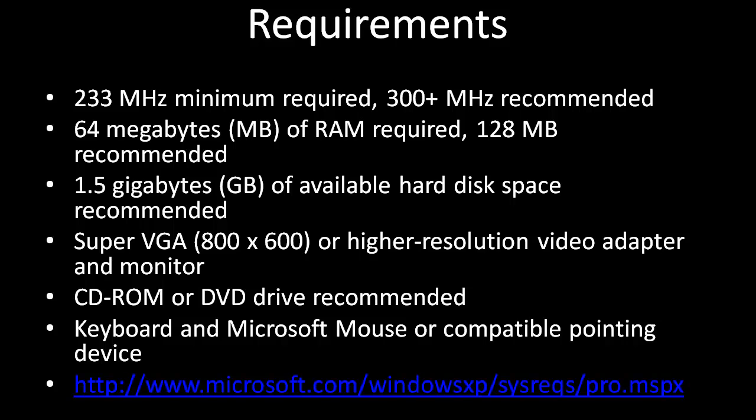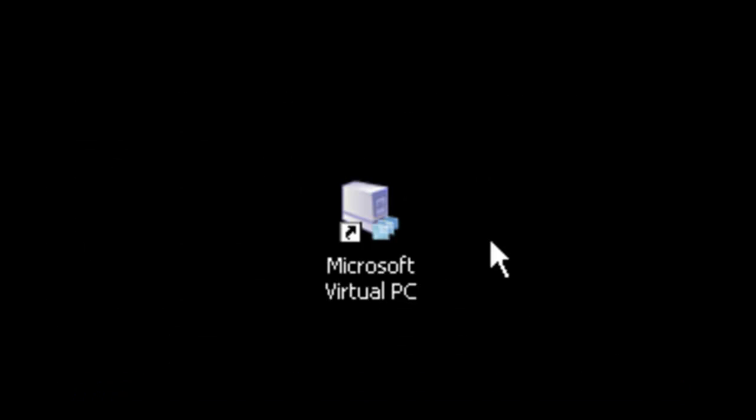You'll also need a keyboard and mouse to get around the operating system. If you want to take a look at the details regarding the system requirements, just click on this link shown in this slide. Okay, for this demonstration, we'll be installing Windows XP using Microsoft Virtual PC. The steps for installing Windows XP are identical regardless of whether it's a virtual or a physical system. So let's go ahead and begin by launching the Microsoft Virtual PC application.